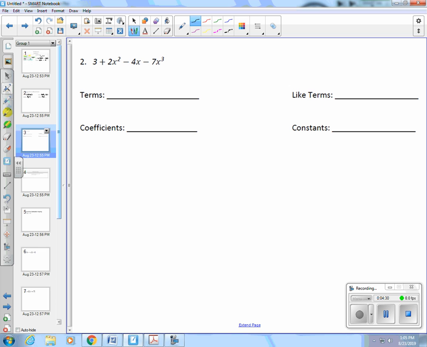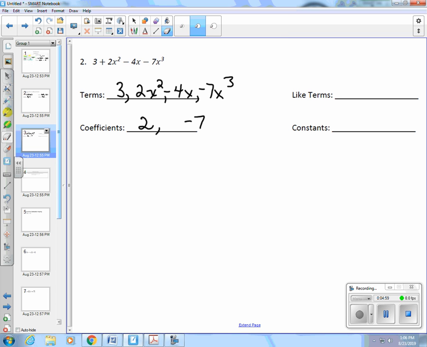Okay, we are back, so we've got 3, 2x squared, negative 4x, can't forget my comma there, and negative 7x cubed. So there are 4 terms. The coefficients are 2, negative 4, make sure there's a negative sign in front there, and negative 7. I don't like that negative 4 very well. It's hard to tell what that is. Let's rewrite that. Negative 4, like that.